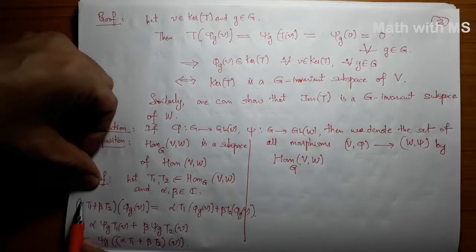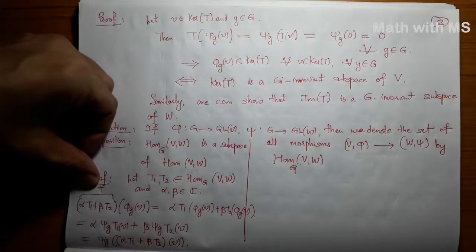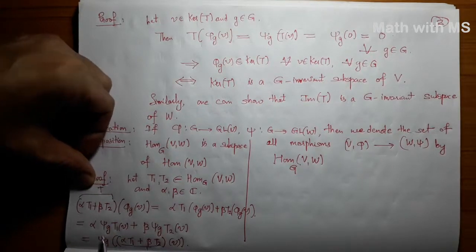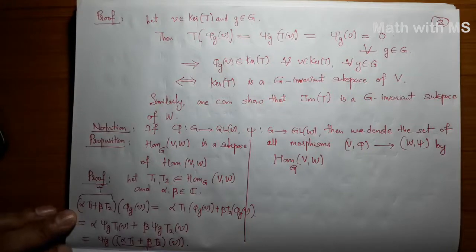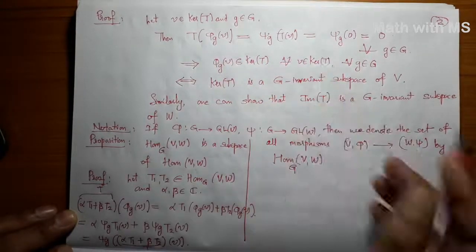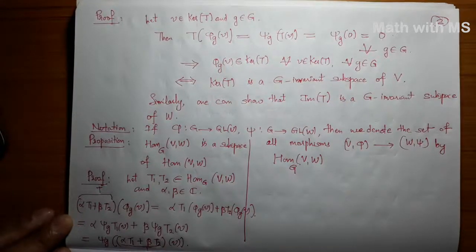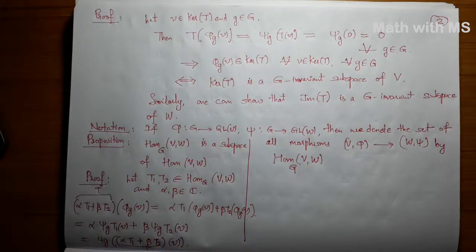So if you call this T, what you have shown is that T(phi_g(v)) is the same as psi_g(T(v)), exactly this equation. So therefore the set of all morphisms from one representation to the other representation is in fact a subspace of the space of all linear maps from the vector space V to the vector space W.